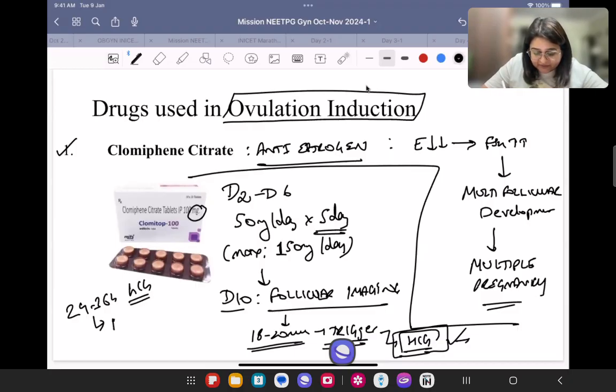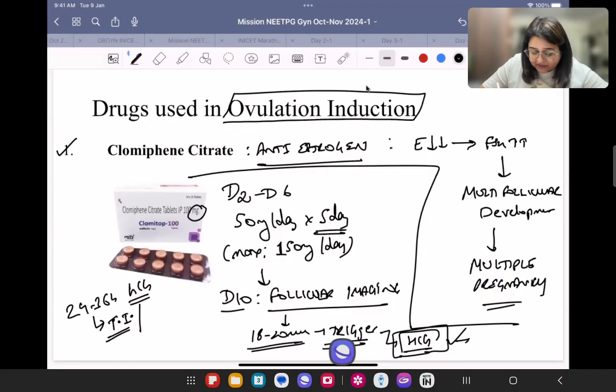So we can advise the patient to have timed intercourse. That means we give the HCG and we tell them that the follicle is likely to rupture after 24 hours, so they need to start having sex. This is called timed intercourse.